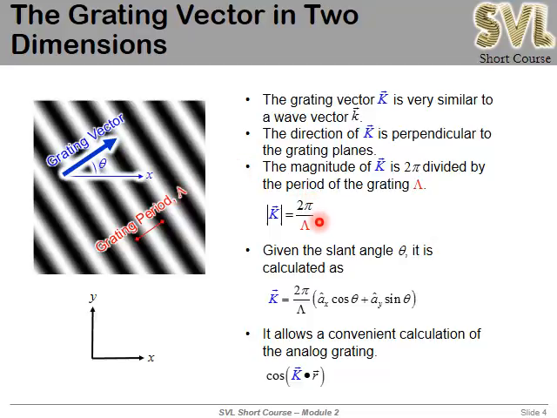And that may seem kind of a crazy way to define the magnitude, but the reason that it is very useful is that if we want to calculate or generate this planar grating, it's as simple as calculating cosine of K dot r, where r is the position vector x, y, z. So by defining it as 2 pi over lambda and putting it in the direction perpendicular to the planes of the grating, it makes it very easy to calculate the grating itself. We just calculate it as cosine of K dot r.